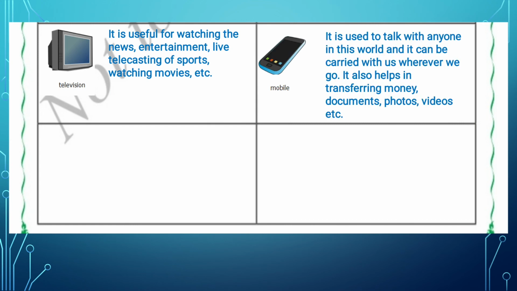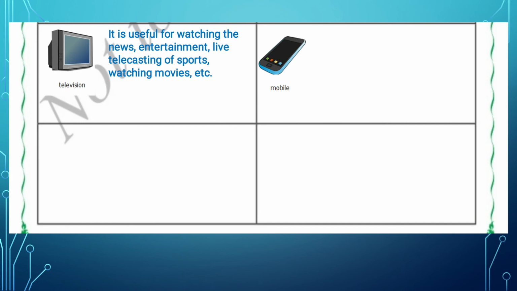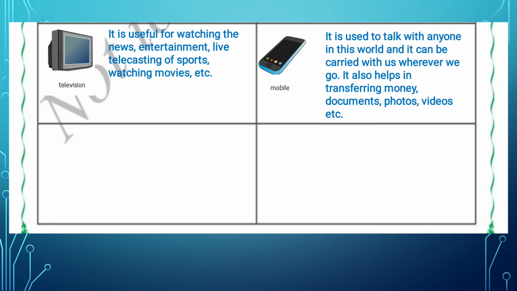Next is mobile. It is used to talk with anyone in the world, and it can be carried with us wherever we go. It also helps in transferring money, documents, photos, videos, etc. Landlines are only useful for speaking immediately, but we cannot carry them everywhere. These mobile phones are used to talk with anyone in the world, and can be carried with us wherever we go. Like if we are going out from the house, we can carry this mobile and go.